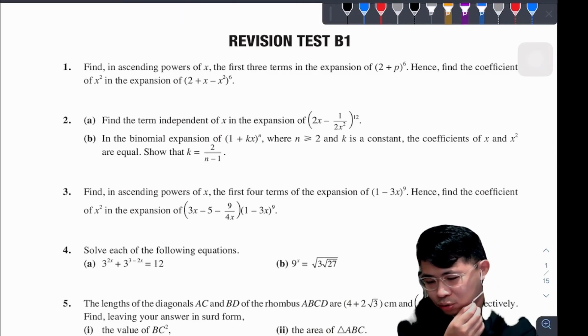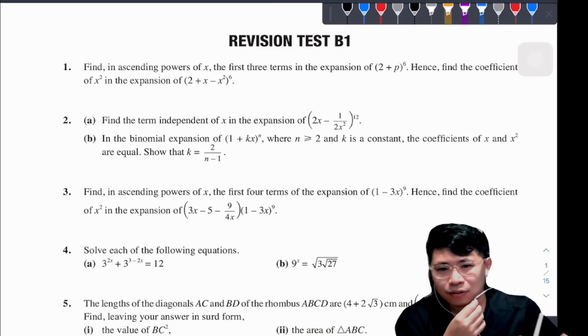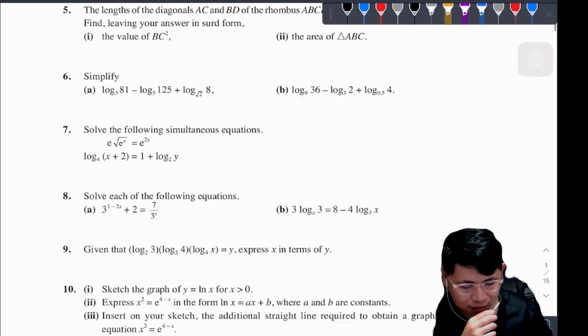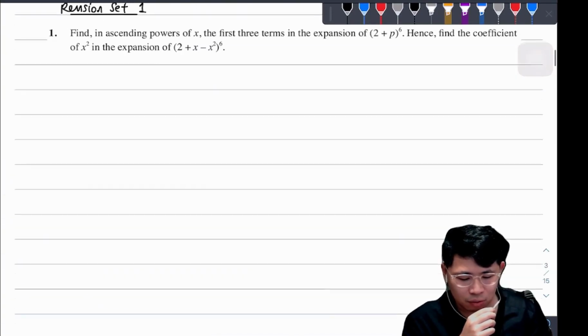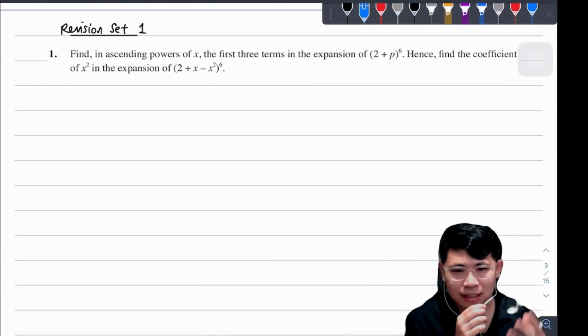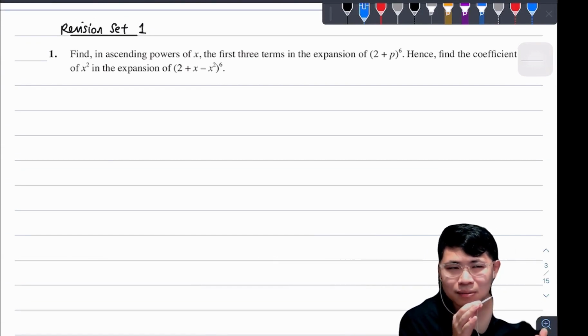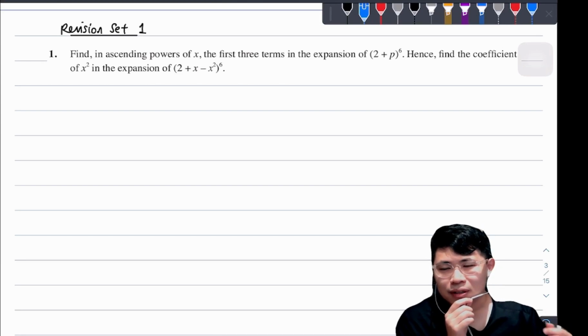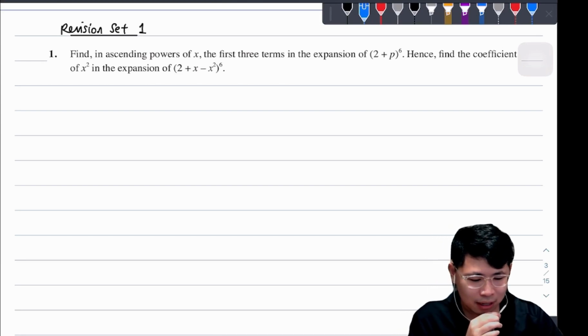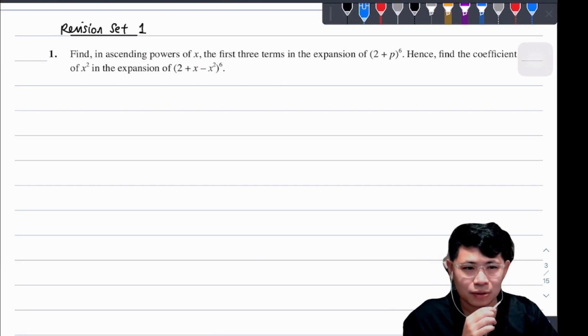We're going to go through two out of the few revision sets that we have. So we are going to look at the first two sets, and I'll just walk through everything with you. It would be good if you have a list of the laws of logarithms and also the binomial theorem results and formula with you. So we'll just do this together.